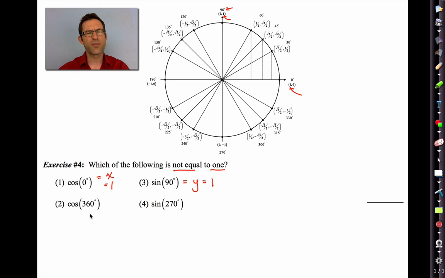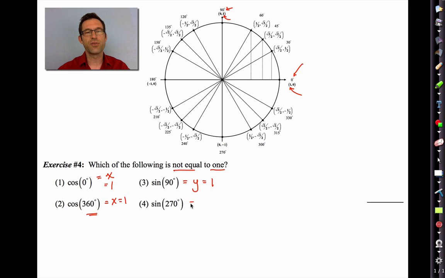How about the cosine of 360? Well, I don't see 360 in my diagram. Oh, that's right, a 360-degree rotation is coterminal with a 0-degree rotation, and that's also equal to 1. So I'm hoping choice 4 is the correct one.